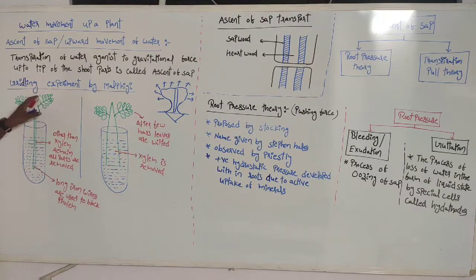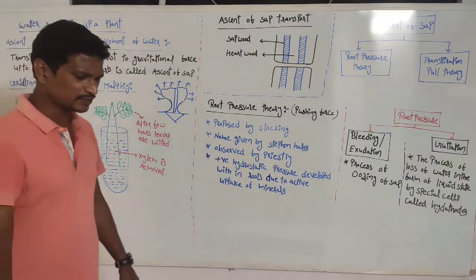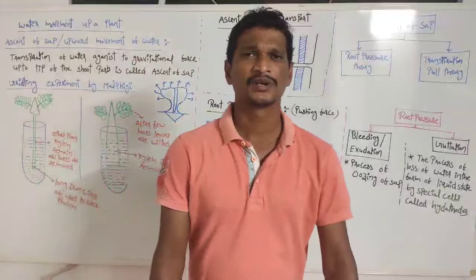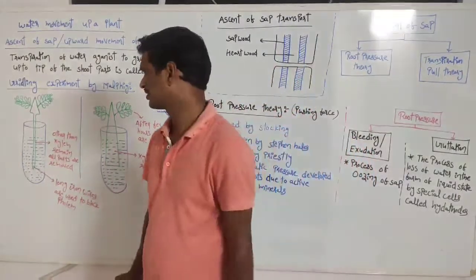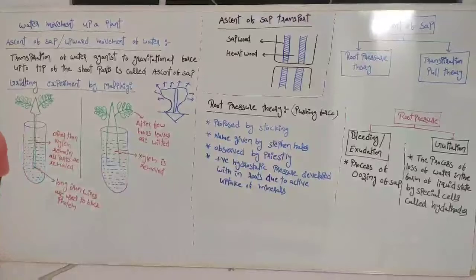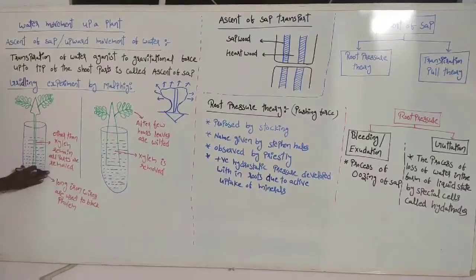That experiment is called the girdling experiment. The girdling experiment was done by Malfisi. See, this is a test tube. Within the test tube, one plant part, one twig, is kept.